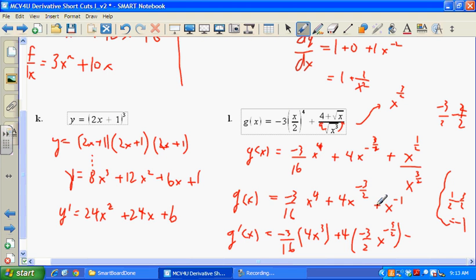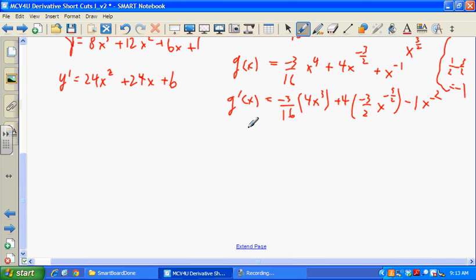This one, the minus 1 comes down in front, and I subtract 1 from the exponent. And now I'm going to tidy up this derivative. Negative 12 over 16, see, I can see that. I'm going to simplify that as well. x to the exponent 3 minus 12 over 2 x to the exponent negative 5 halves minus x to the exponent minus 2.